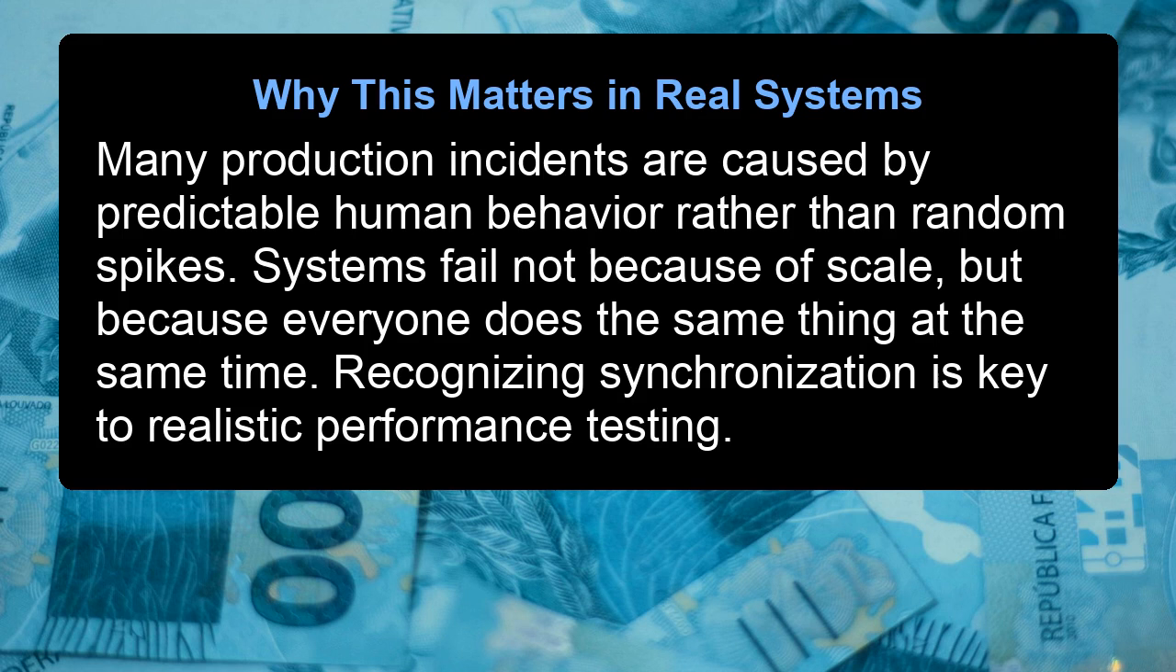Why this matters in real systems. Many production incidents are caused by predictable human behavior rather than random spikes. Systems fail not because of scale, but because everyone does the same thing at the same time. Recognizing synchronization is key to realistic performance testing.